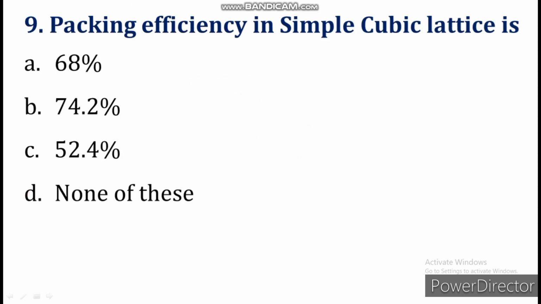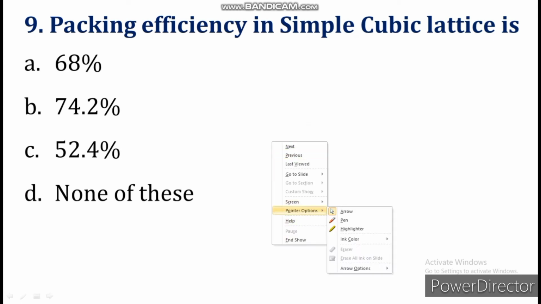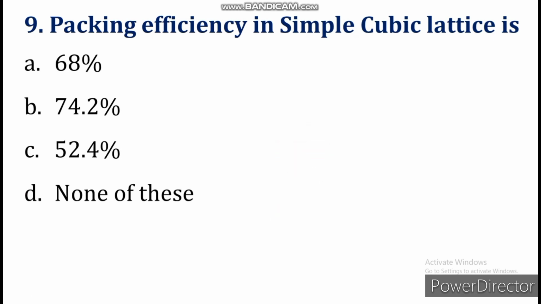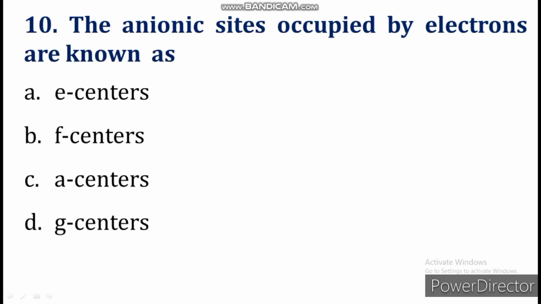Right. Now let's see the ninth question. Packing efficiency in simple cubic lattice is, so it's a direct question. You have derived packing efficiency for simple cubic, face centered cubic and body centered cubic. So what's the answer? Option C. Actually you'll get 52.36%, and if you round it off, you get 52.4%. You better remember these values for simple cubic, face centered cubic and body centered cubic. So the answer is 52.4%.